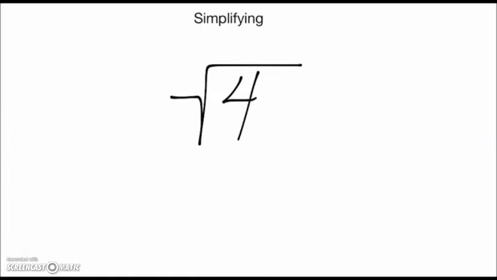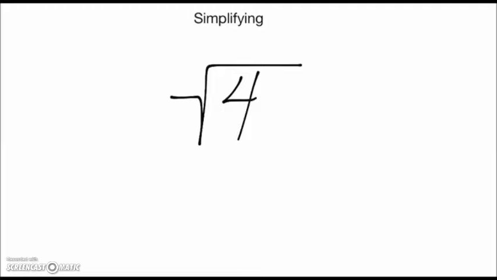So first, let's talk a little bit about simplifying. When you're simplifying, you want to make a factor tree first. And we're going to simplify a perfect square first so you can see how that works. I think it makes the rest of this process seem a little bit easier.